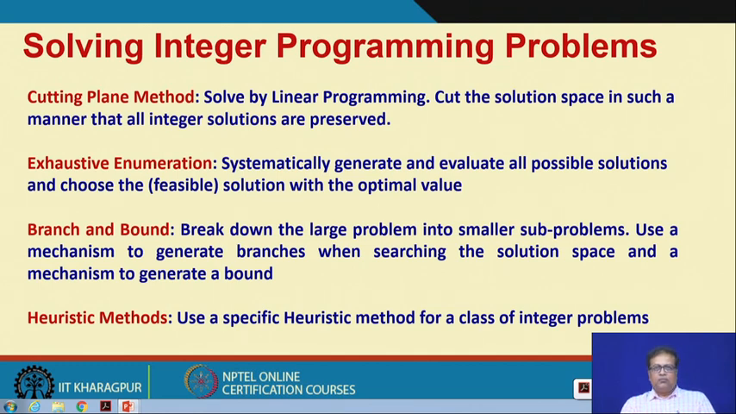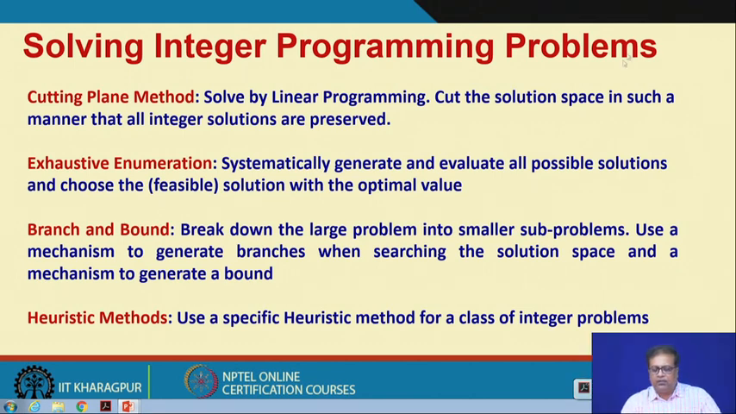So, apart from those evolutionary computing things, other heuristic methods we shall discuss in due course of time, right. So, these are the methods that we shall discuss for solving the integer programming problem. Let us now go ahead with the first one, that is the cutting plane method, but before even the cutting plane method, let us do a little revision on linear programming itself, right.